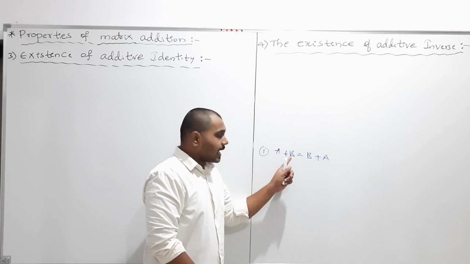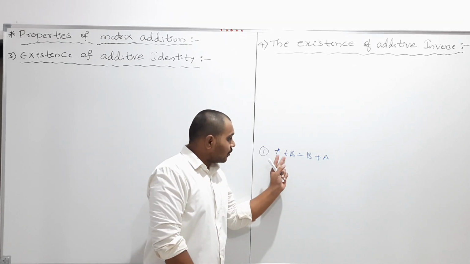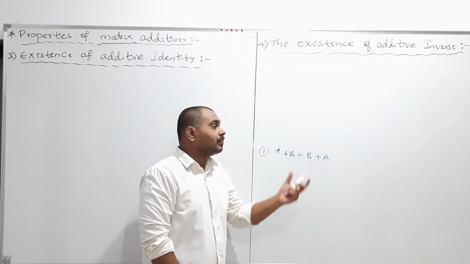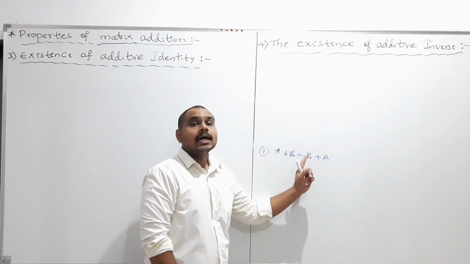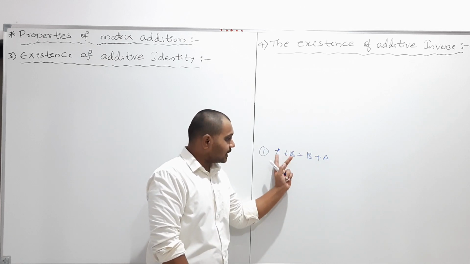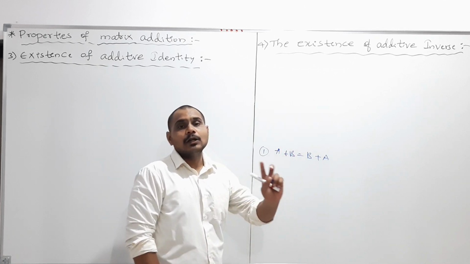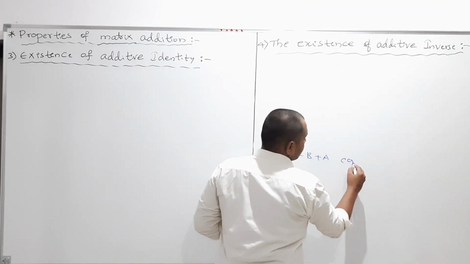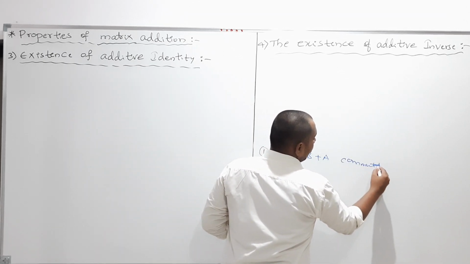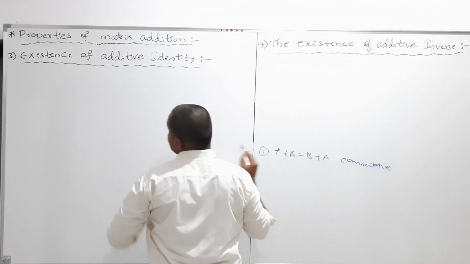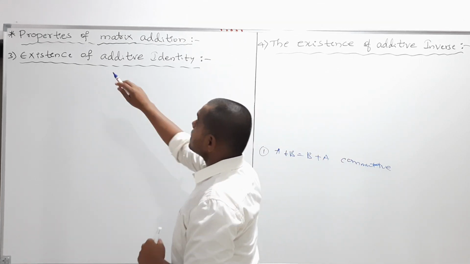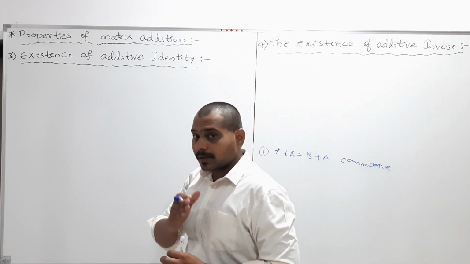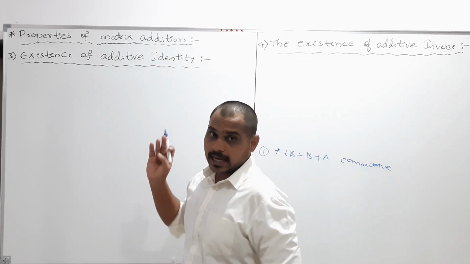That is, if A and B are two matrices, whatever answer you get when you add those two, you get the same value if you add B plus A. That is, if you interchange the matrices, the value won't change. That is the first property, and this is what we call the commutative law of addition. Please remember, my dear students, I am discussing the properties of matrix addition. In the addition of matrices, there are four properties I am going to discuss.